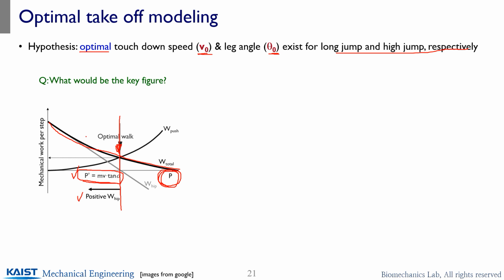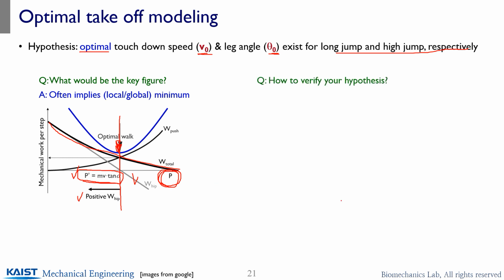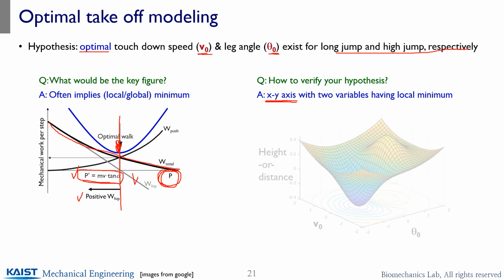So instead of having that monotonic decrease, when we usually talk about the optimal value, it implies that some local minimum exists. If you push harder, maybe your work increases again. The point that guarantees that local minimum is what we call the optimal value. So with that, to support this hypothesis for the optimal takeoff modeling, we will examine the resultant behavior for the maximum height and distance.